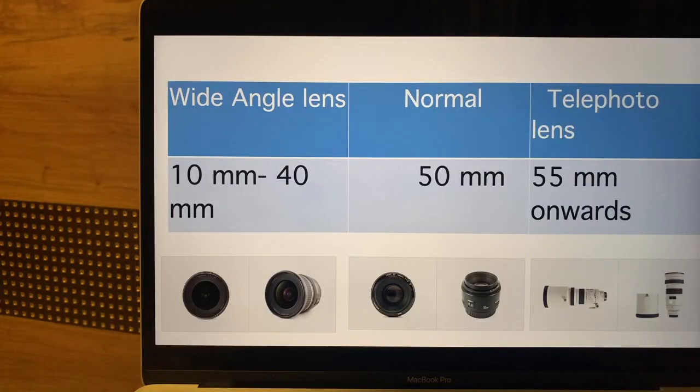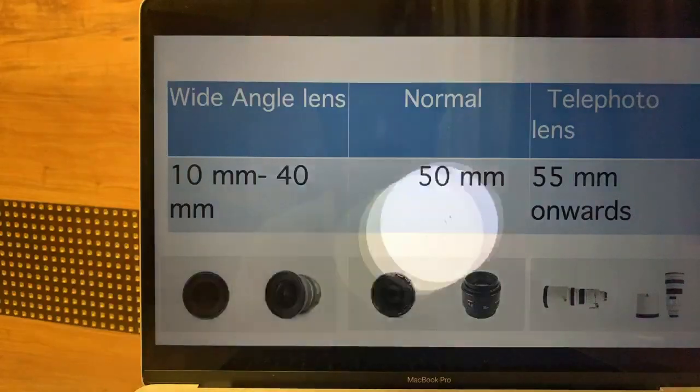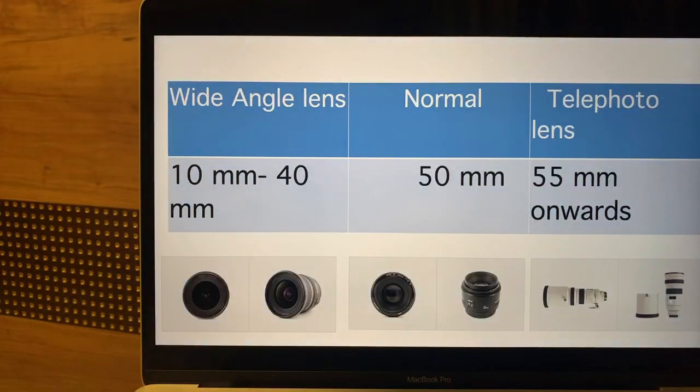A small revision about the lenses. I hope you remember this slide. Basically, you can divide lenses into three types with respect to their focal length. The first type is the wide angle lenses, then the normal lenses, and then the telephoto lenses. So these are the three types of lenses.